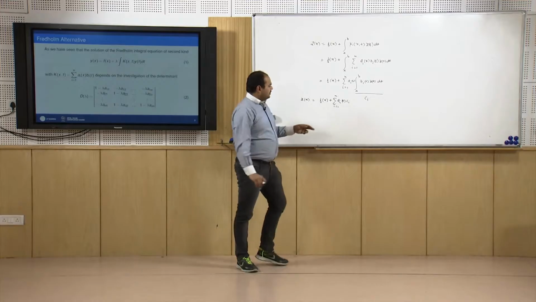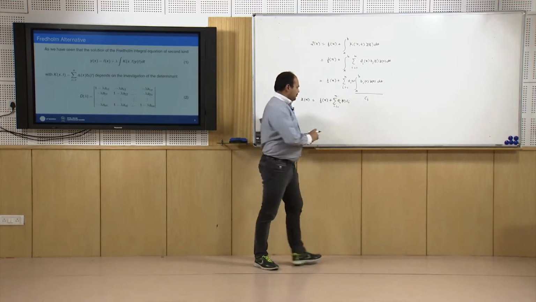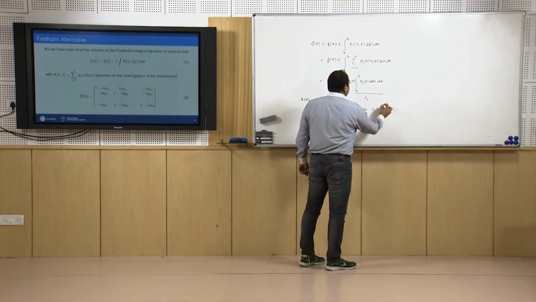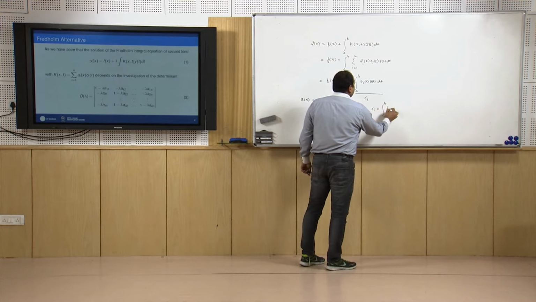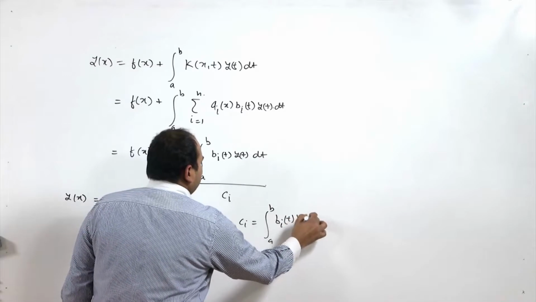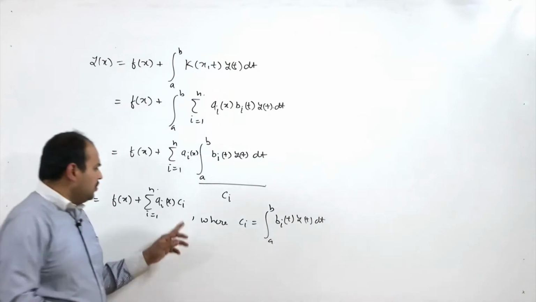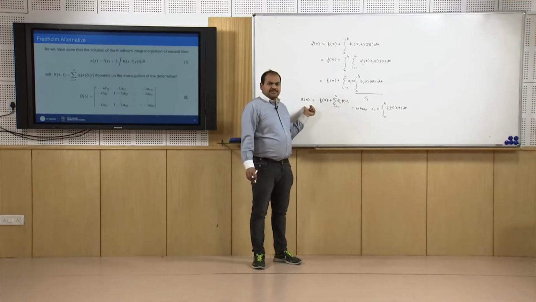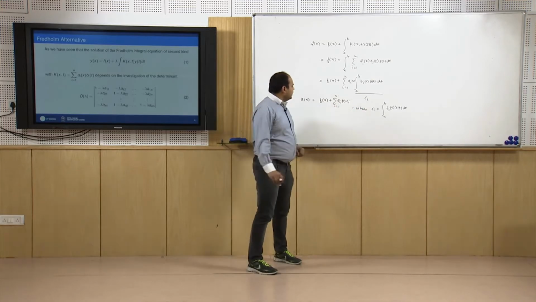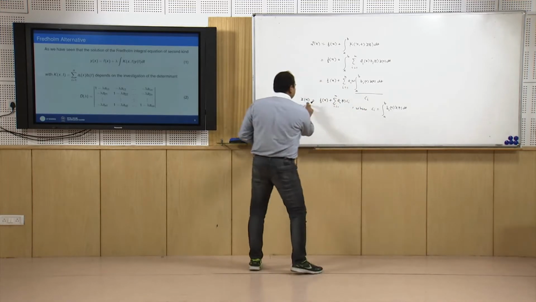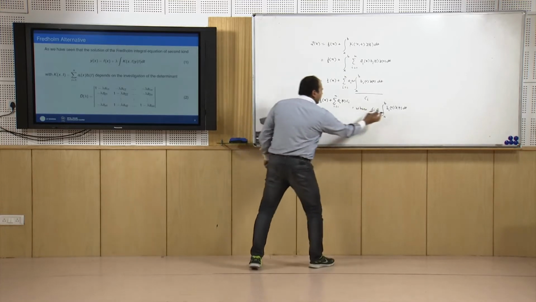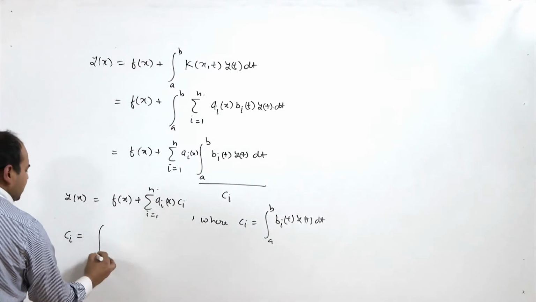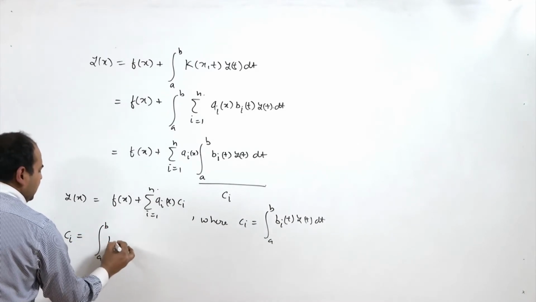So it means that if you can find the c_i's, where c_i is nothing but the integral from a to b of b_i(t) y(t) dt, then you know the value of c_i and you can write down the solution y(x). To find this c_i, we use the solution form and put it here, and then we get a relation like this: c_i as the integral from a to b of b_i(t).